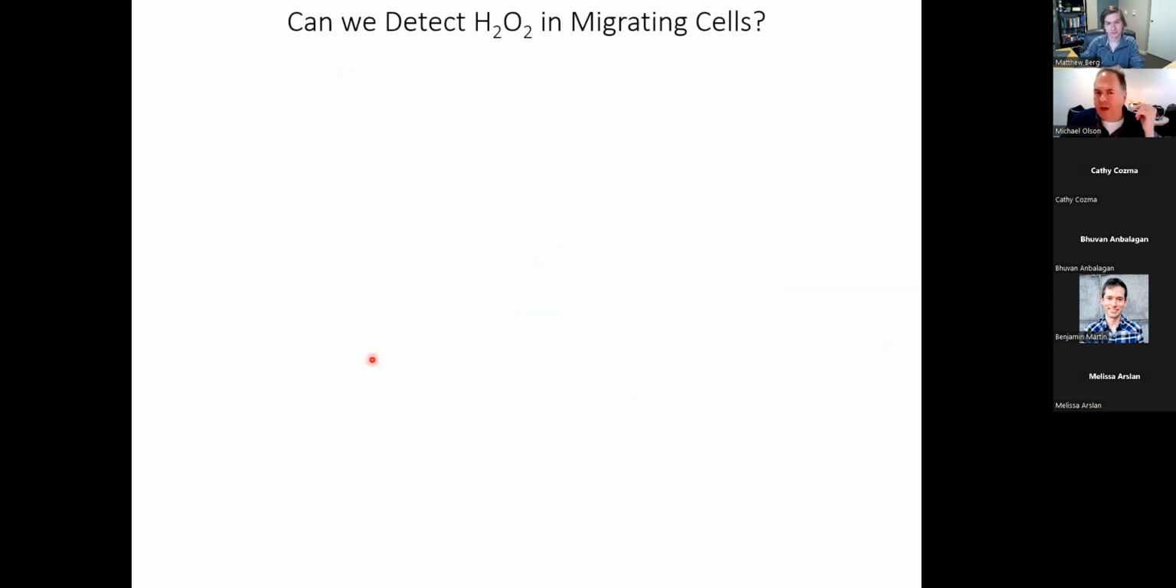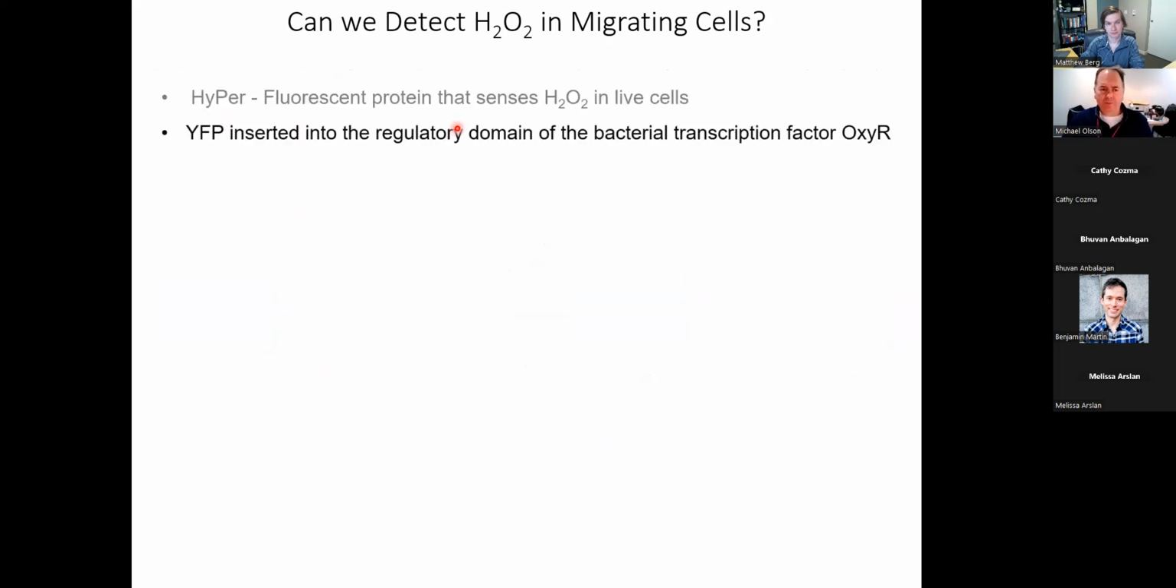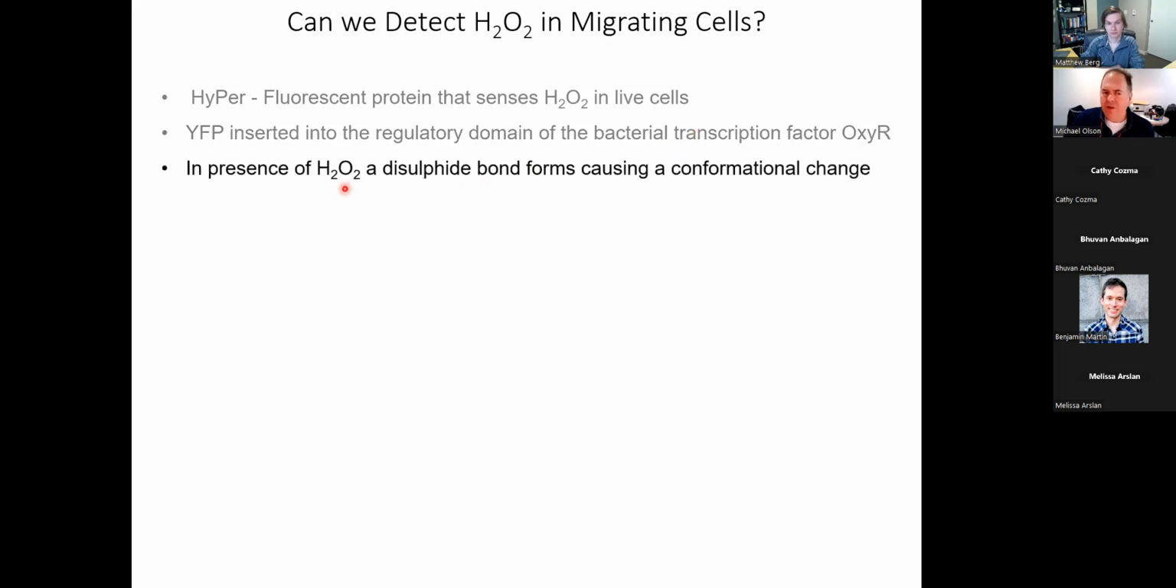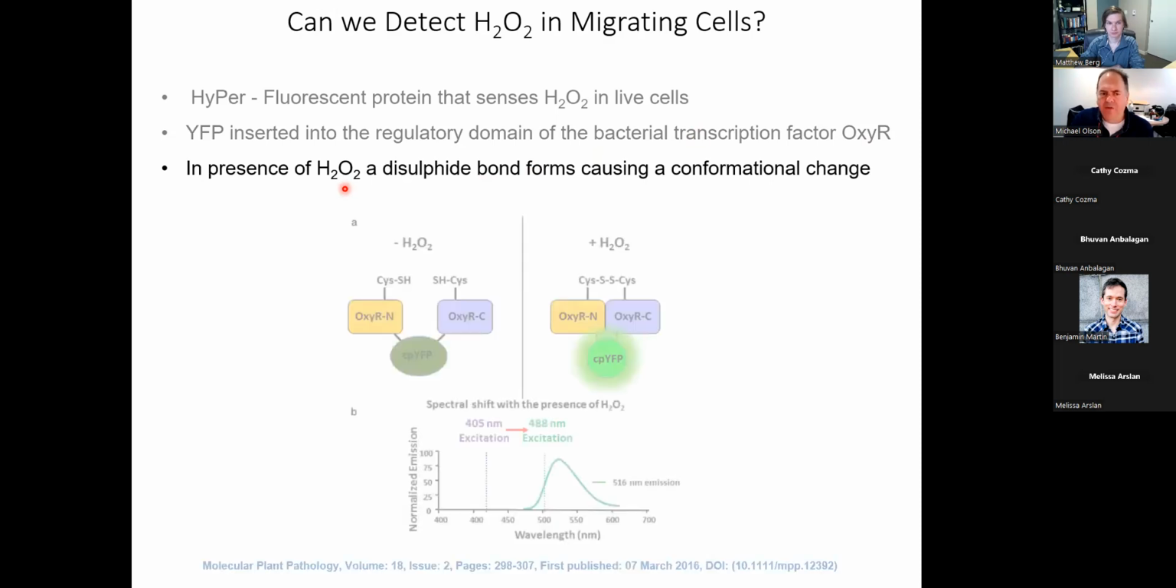So the question we had is, can we actually detect hydrogen peroxide in living migrating cells? And this was enabled by the publication of a probe called HYPER. It's a fluorescent protein that can be used to sense hydrogen peroxide in live cells. In this case, yellow fluorescent protein was inserted into the regulatory domains of the bacterial transcription factor OxyR. And in the presence of hydrogen peroxide, this forms the disulfide bonds between two parts of OxyR. That then changes the fluorescence properties of the YFP.